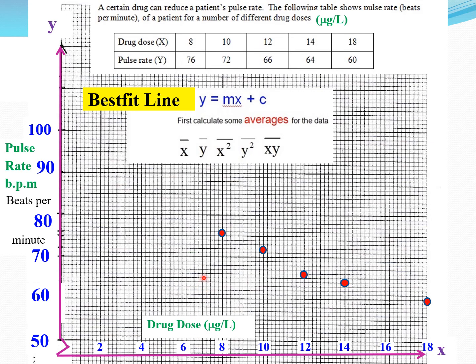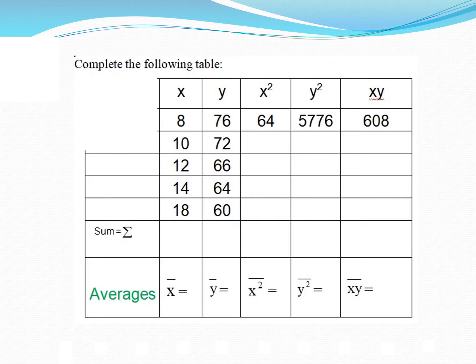So again, here's our data, our 5 data points. We want to try and find the equation of the best fit line that fits them. So our first task is to get the x numbers and the average of those, the y numbers and the average of those, the x squareds, the y squareds, and the x times the y. So let's build up a little table.